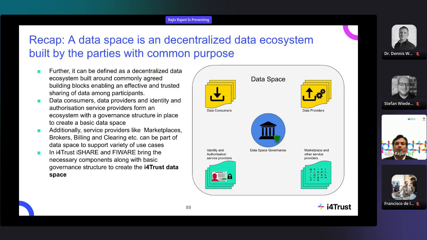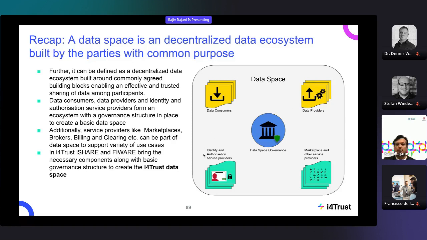A brief recap of the data space. What is a data space? As I explained in the very first session, the introduction session, a data space is a decentralized data ecosystem built by parties who come together with a common purpose. Essentially, remember that a data space is a logical construct, and it is created by the participants who are interested in exchange of data. And these parties are mentioned here at the top in the yellow colors, that is data consumers and data providers and data owners.